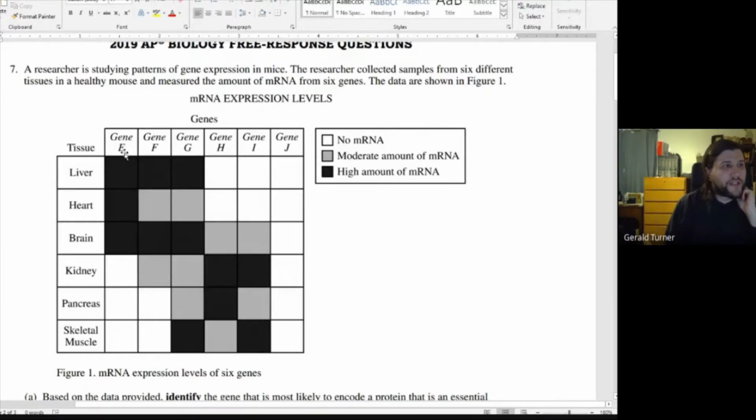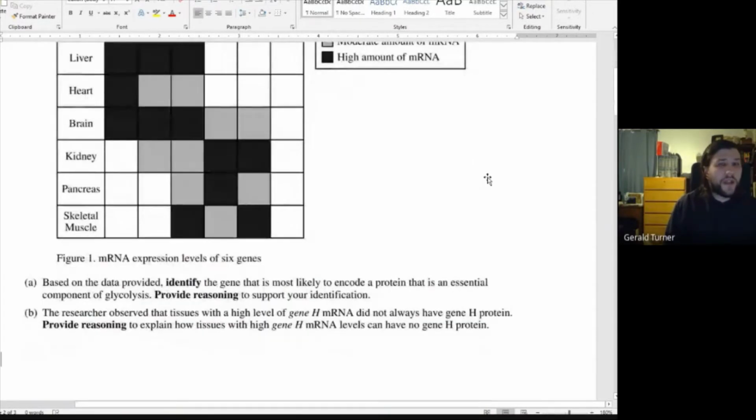So we've got 6 different genes along the top here, and we've got 6 different kinds of tissue that these are found in. They've categorized it as either no mRNA expressed, a moderate amount of mRNA, or a high amount of mRNA expressed in these tissues. We're going to be using that as the information which we base everything off of. And they ask us 2 questions.